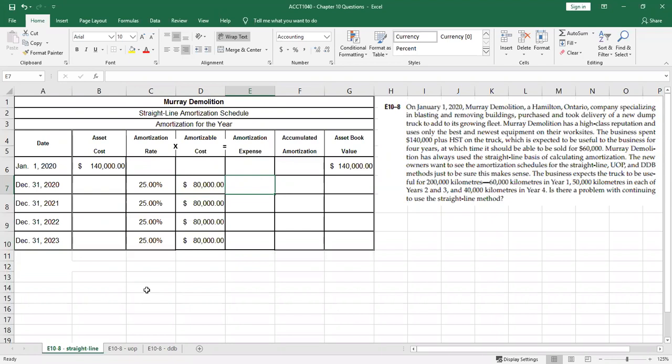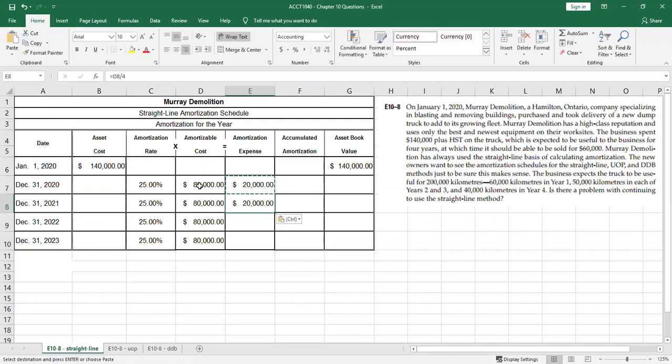Okay, the amortization expense, this is what we calculated on that slide. Okay, if you go back to that slide, you'll see it was $20,000. Remember, it was just that amortizable cost divided by its useful life, 4 years.